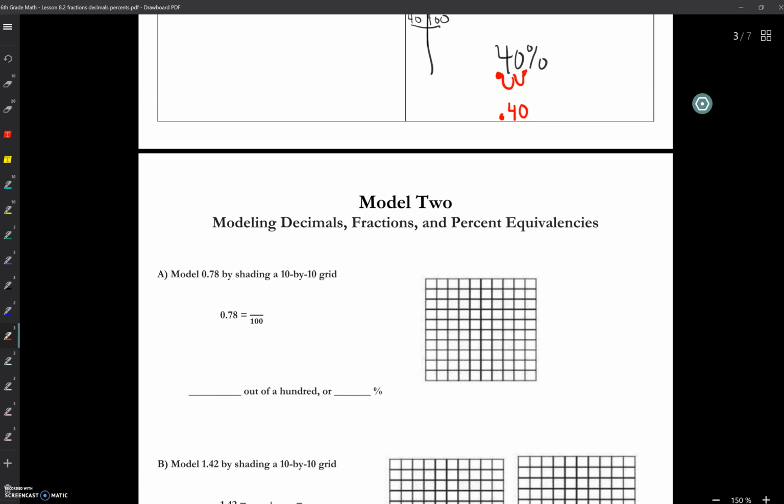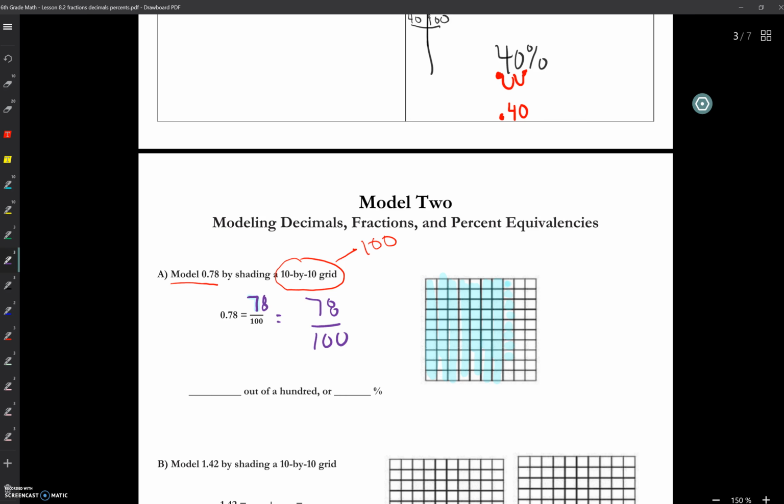Now let's look at Model 2. It says modeling decimals, fractions, and percent equivalencies. It says model 0.78 by shading in a 10 by 10 grid. A 10 by 10 grid would equal 100. So I'm going to shade in 0.78, and I'm going to get my highlighter out. I'm going to shade in 10, 20, 30, 40, 50, 60, 70, and then 8: 1, 2, 3, 4, 5, 6, 7, and 8. And so what I end up having is 78 over 100.